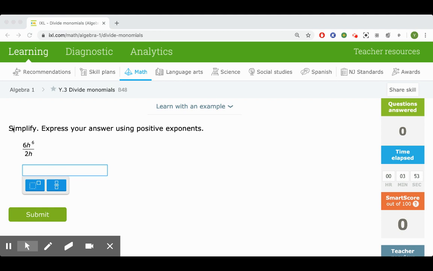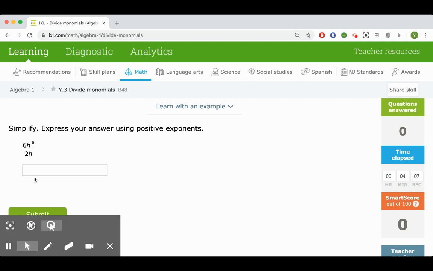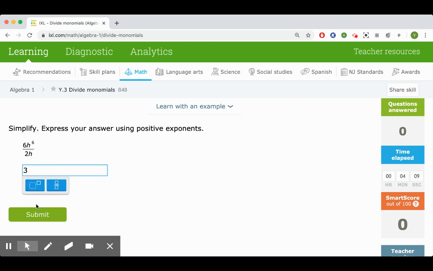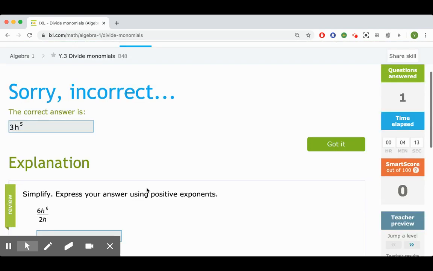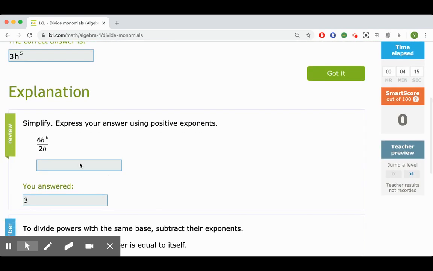It says simplify, express your answer using positive exponents. So we have to divide here, and of course, I'm just going to get this wrong on purpose, just to see what happens when you get this wrong. Hold on, my keyboard wasn't cooperating before. Okay, and I got it wrong. Explanation. Okay, that's the question we had.